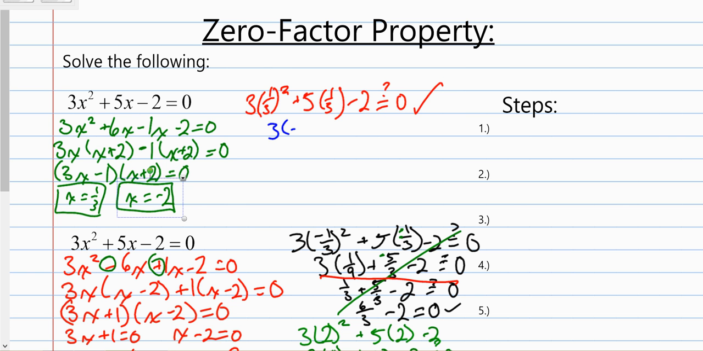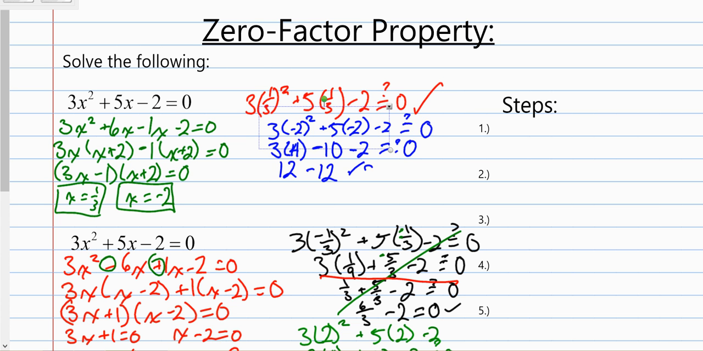So 3 times -2 squared plus 5 times -2 minus 2. Does that equal 0? This will give me a 3 times a positive 4. 5 times -2 gives me a minus 10. I'm going to subtract 2. Does that equal 0? I get a 12 minus 12. Yep, that equals 0. Since both of my values check, I know I did this fine.